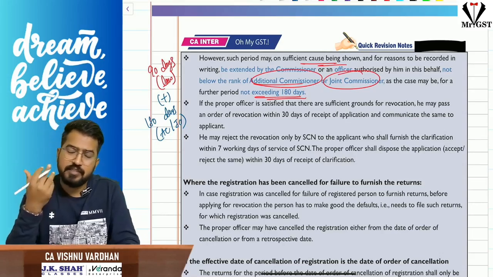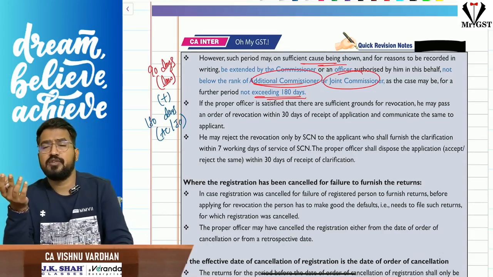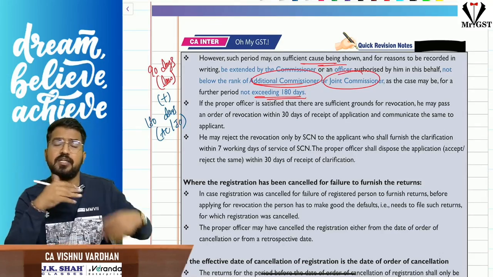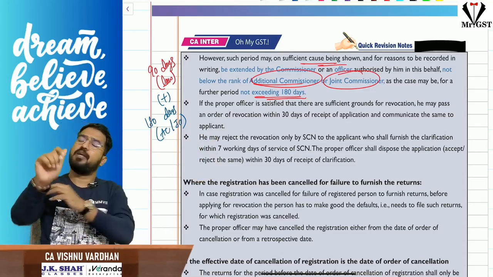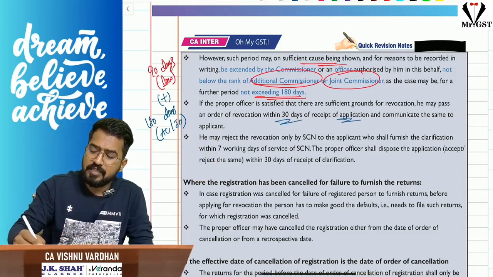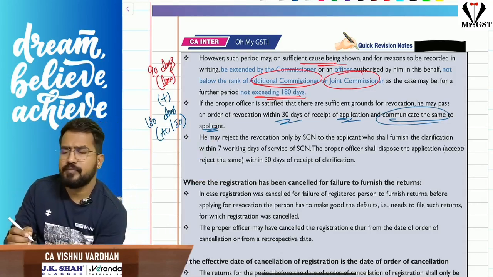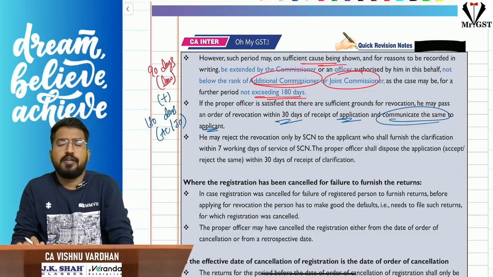So 90 days is given by the law to apply for the revocation. If not possible, then based on the reasons to be recorded in writing, the proper officer, that is additional commissioner or joint commissioner, can condone the delay. Even after expiry of 90 days, again within 180 days, you can go and apply for revocation. And once you apply for revocation, within 30 days of the application, they will communicate to you the consequence. If the application is found to be satisfactory, then yes, revocation will be granted.